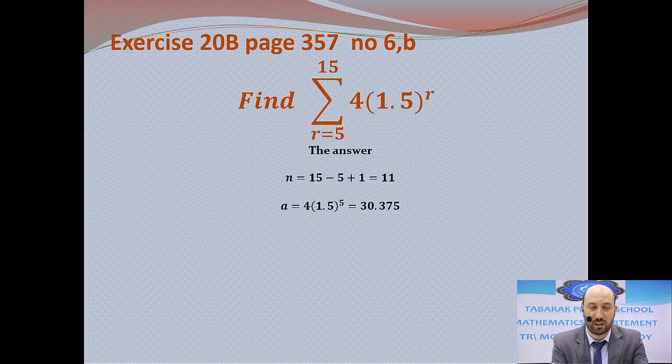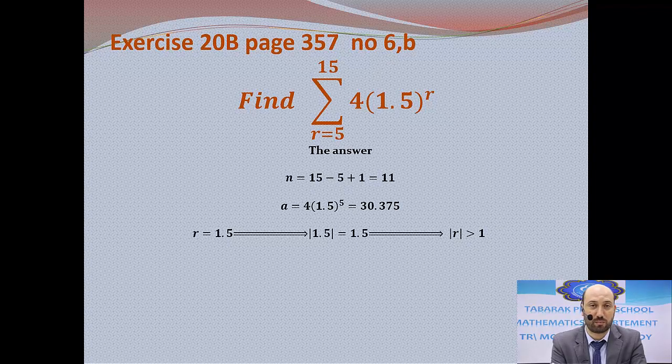And if we want to find the value of the first term, we have to substitute in the relation with r equals 5. So when r equals 5, to find the first term, it will be 4 times 1.5 raised to the power 5 equals 30.375. And the absolute value of r, which is the absolute value of 1.5, equals 1.5.